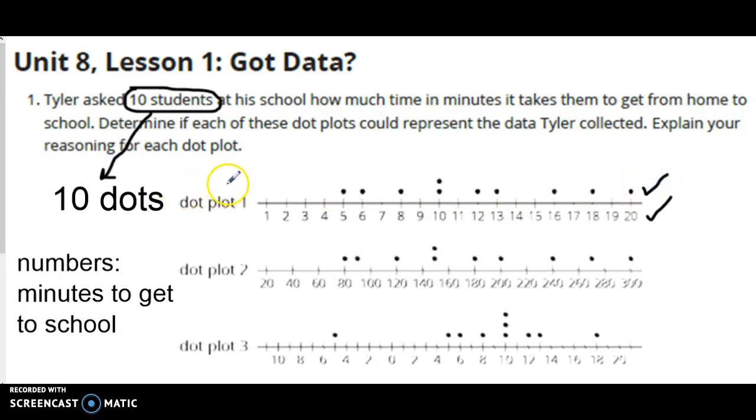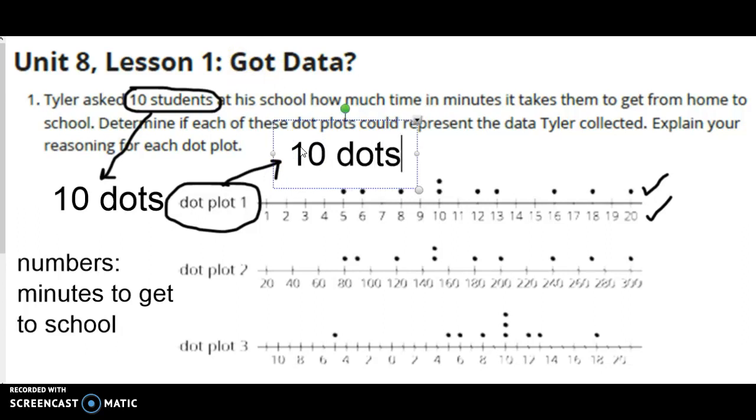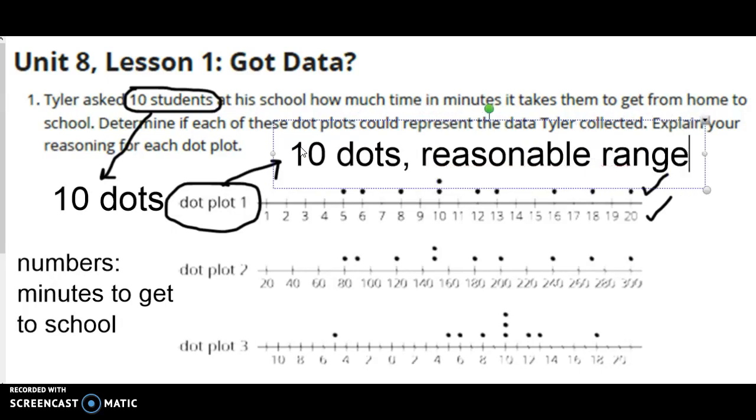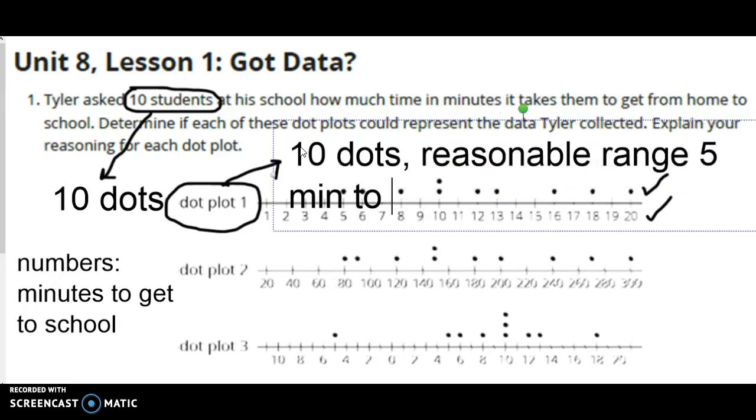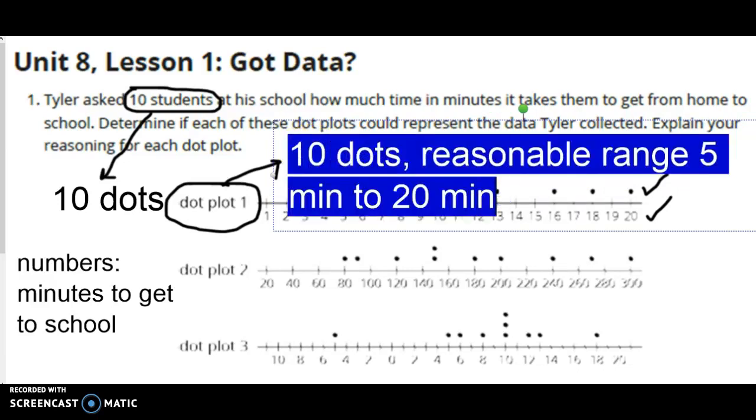So dot plot 1 can represent the data. So we're going to circle dot plot 1, and then we're going to write why it can represent the data. The reason why is I have 10 dots, each representing a student, and I have a reasonable range of minutes from 5 minutes to 20 minutes. Make your paper look exactly like mine.